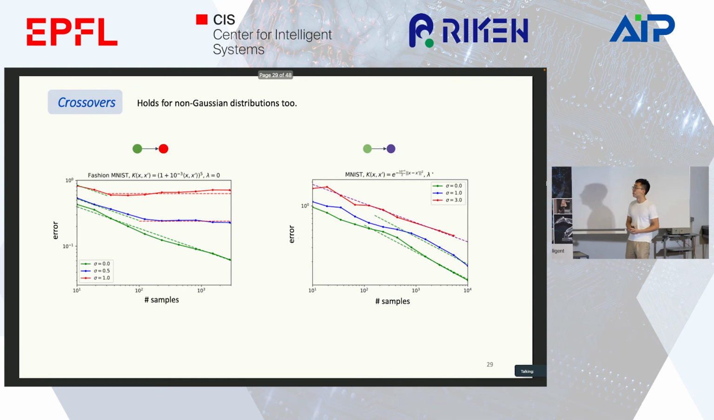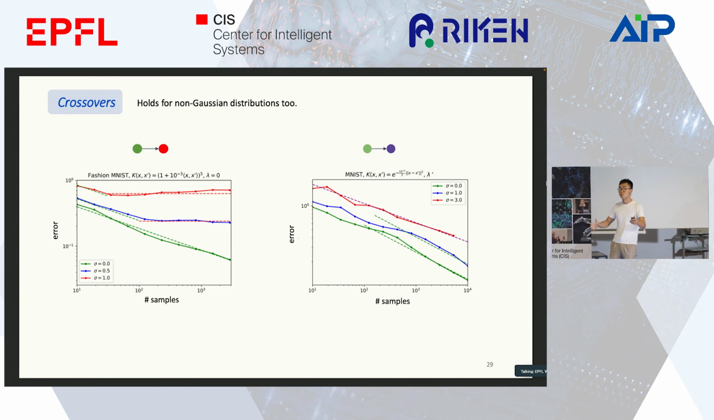And just one last slide on the case of regression. I just wanted to show you that, remember, we had this assumption that the data distribution was looking Gaussian more or less. While it doesn't matter, I mean, it does matter, but sometimes our results also hold beyond the Gaussian case. So these two plots are for real data sets, Fashion MNIST and MNIST, which we take for the sake of the experiments as regression tasks.